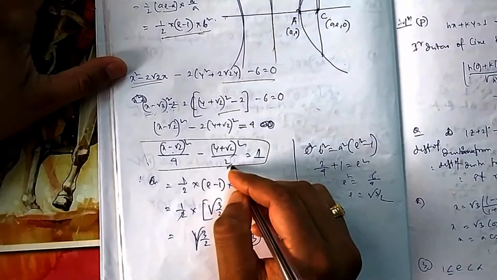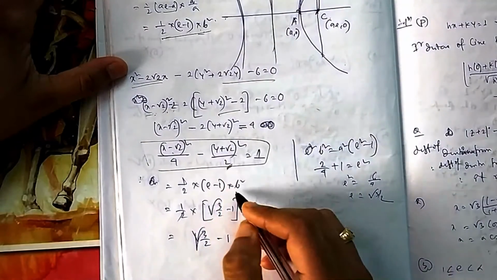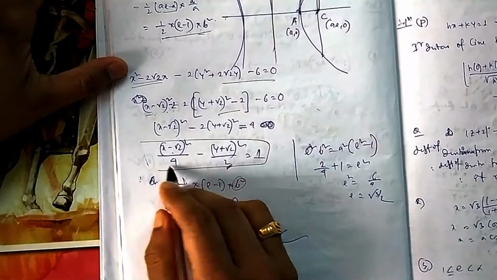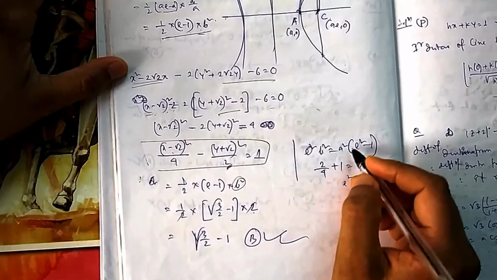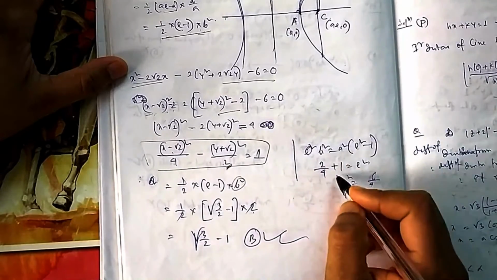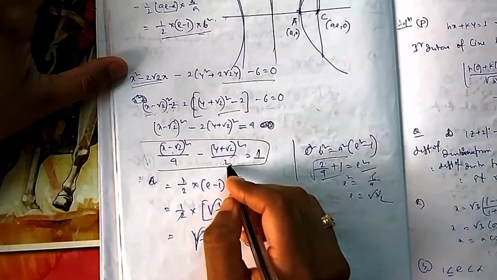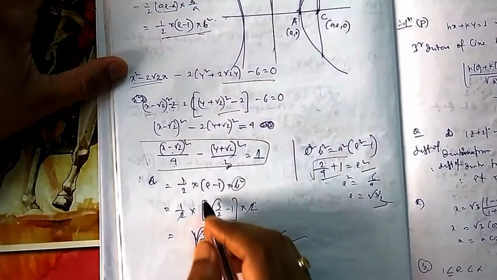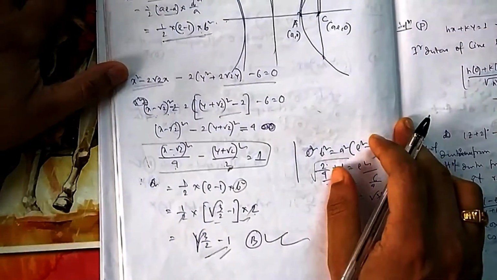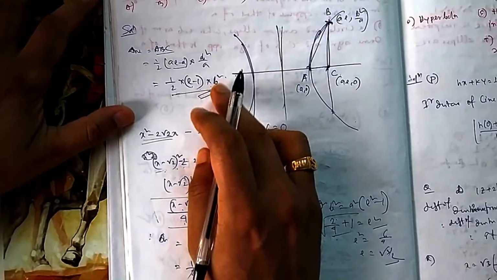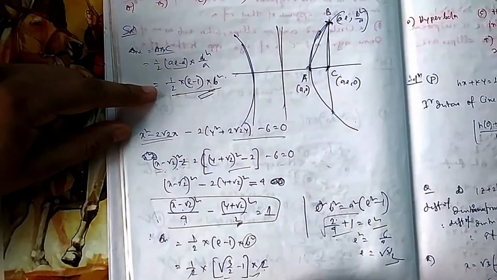So b is this one, b square is 2. That means b is equal to root 2. So you can put b square equal to 2. What is e? There is a relation between a and e. E is equal to under root 1 plus b square by a square. So you can find e is equal to this one. So you put all this one, this is the area. This was the calculation for area we have already calculated. We put this value from the equation.